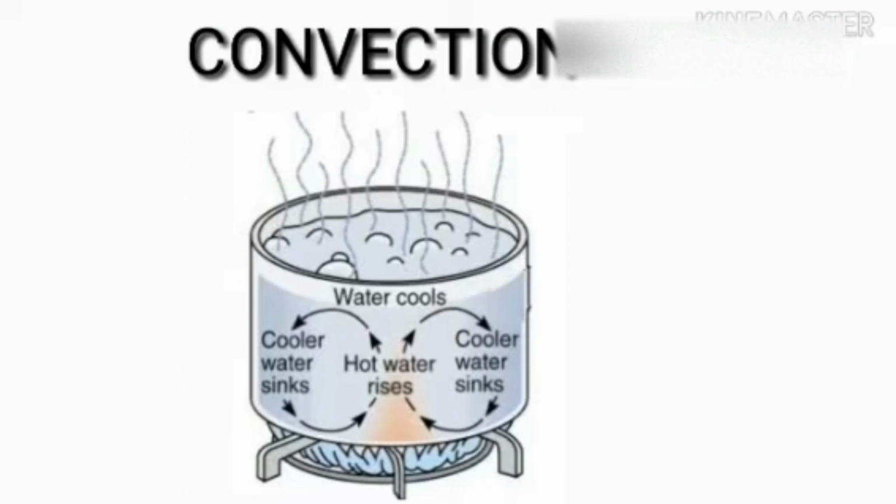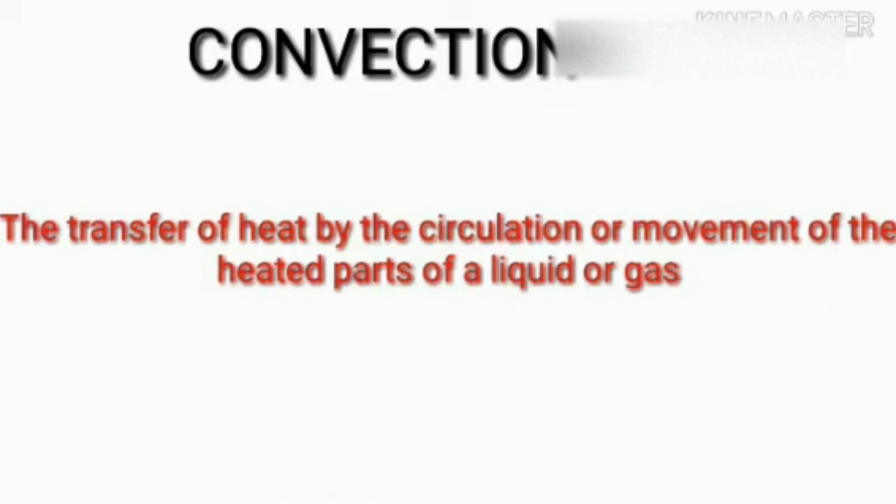When water is heated, the water particles near the heat source become hot and start moving upwards. The cold particles on the top will move towards the bottom, as shown in the figure. This process continues till the whole water becomes hot. Heat transfer in water is an example of convection. So we can define convection as the transfer of heat due to the circulation or movement of the heated particles or parts of a gas or liquid.